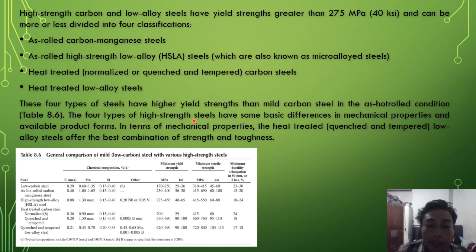The four types of higher alloy steel can have some basic different mechanical properties available, in terms of mechanical properties, heat treatment required for the low alloy steel after the base correction, strength and toughness. This is Table 8.6.